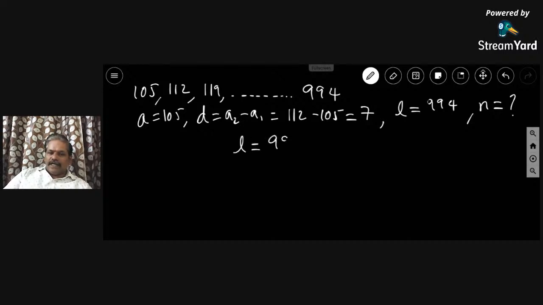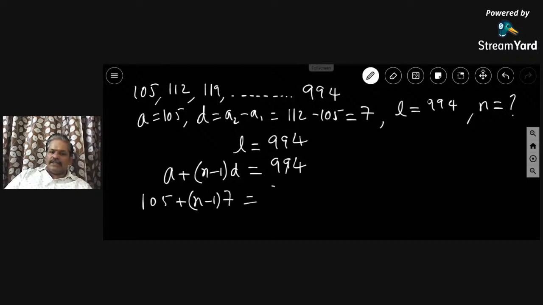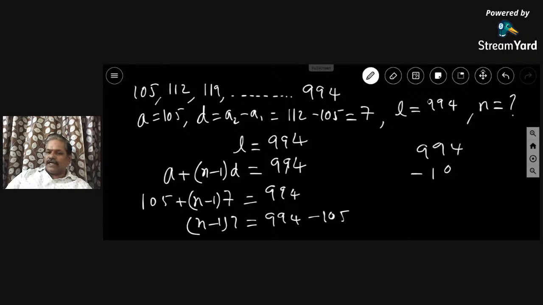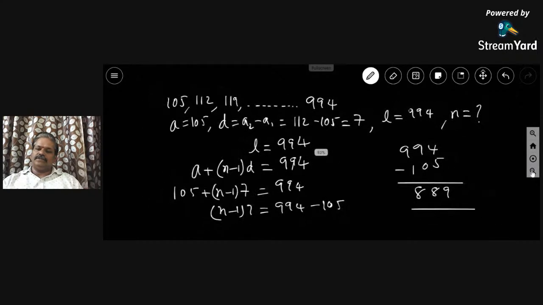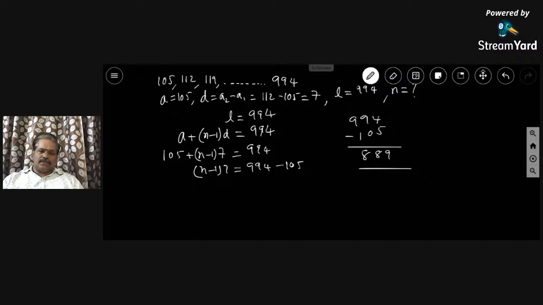L is equal to 994. L is nothing but the last term or nth term. As we know, the nth term formula is A plus n minus 1 into D, equal to 994. A is 105, plus n minus 1 into 7, equal to 994. So n minus 1 into 7 equal to 994 minus 105. In the rough column we subtract 994 minus 105: 9, 8 minus 0 is 8, 9 minus 1 is 8, 889. So n minus 1 is equal to 889 by 7.